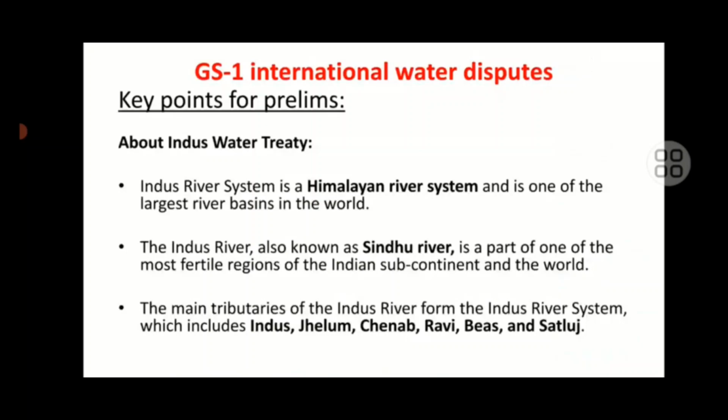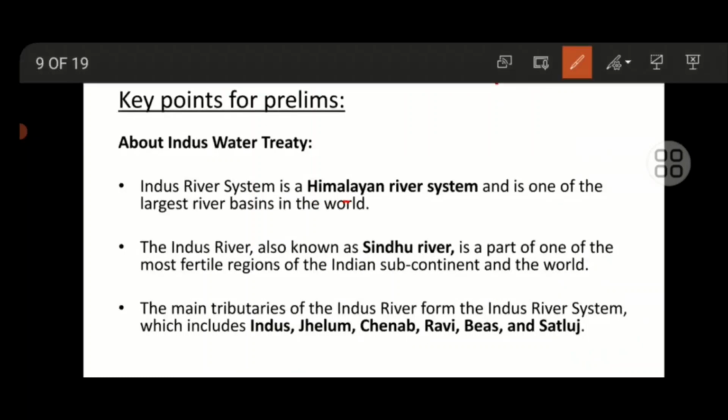Next, Indus Water Treaty: Centre advises Jammu and Kashmir to scale up efforts for better utilization. This comes under GS1 International Water Dispute. About the Indus Water Treaty: the Indus River System is a Himalayan river system and is one of the largest river basins in the world. It is also known as the Sindhu River and it is a part of one of the most fertile regions of the Indian subcontinent and the world.